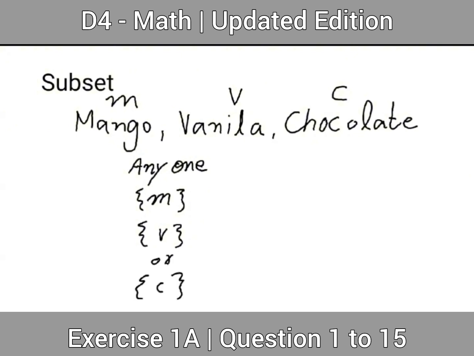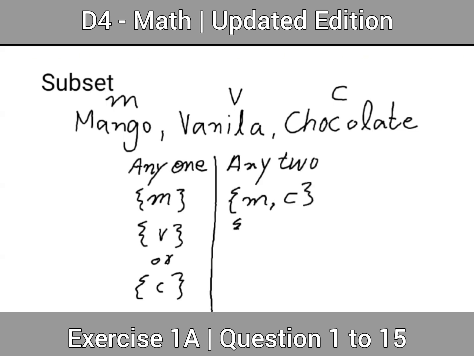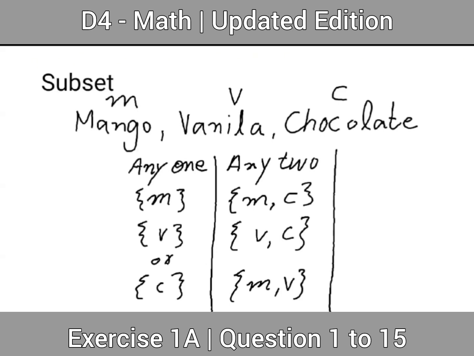What would be the possibilities if you feel like having two flavors at a time? So you may choose mango and chocolate together, or you may want vanilla and chocolate together. Is there any other possibility? Yes. Or you may want mango and vanilla together. Is there any other possibility if you feel like having all the three flavors together? Yes. But there is only one possibility in this case, which is the main set: mango, vanilla, and chocolate.